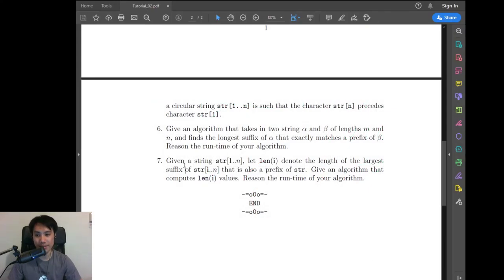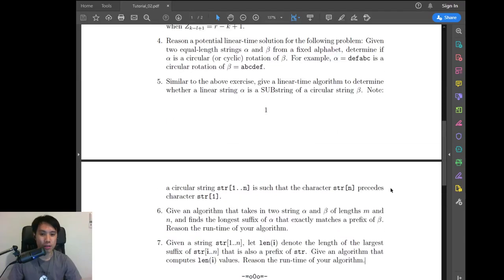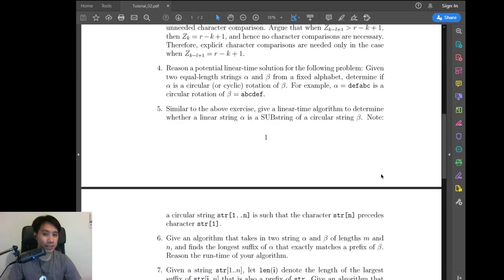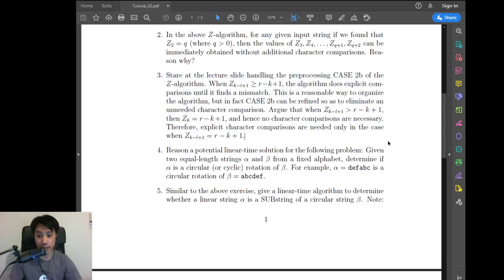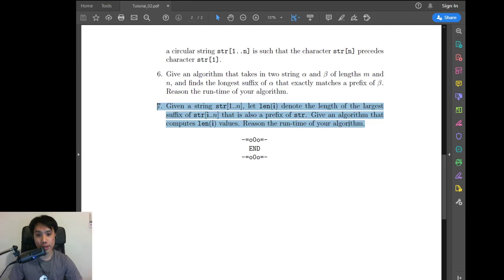So of all your entire tutorial, question number 3 is very important because it's how you make an optimized Z algorithm. And question number 7 is very important because you need it to generate your good suffix array for your Boyer-Moore algorithm in week 2. Okay, so that's all for me.